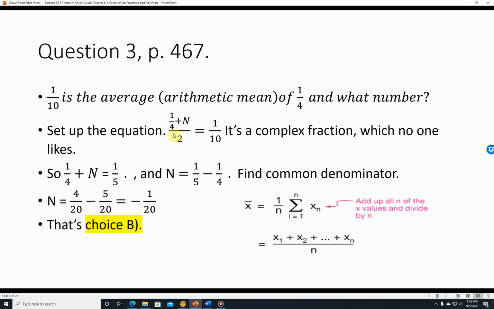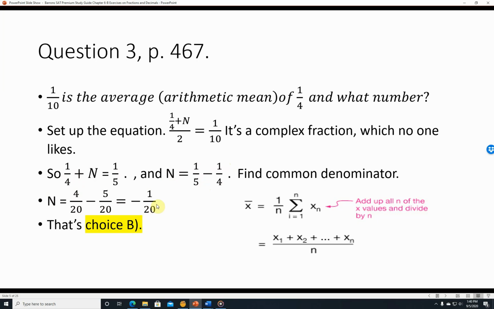So the first thing we're going to do is multiply through by 2, so then you end up with 1/4 plus n equals 1/5, because 2/10 is 1/5. And then n has to be 1/5 minus 1/4, because we're going to subtract 1/4 from each side. So we'll find a common denominator, 5 times 4, that's 20. So that's going to be 4/20 minus 5/20 equals -1/20, so the number is -1/20.